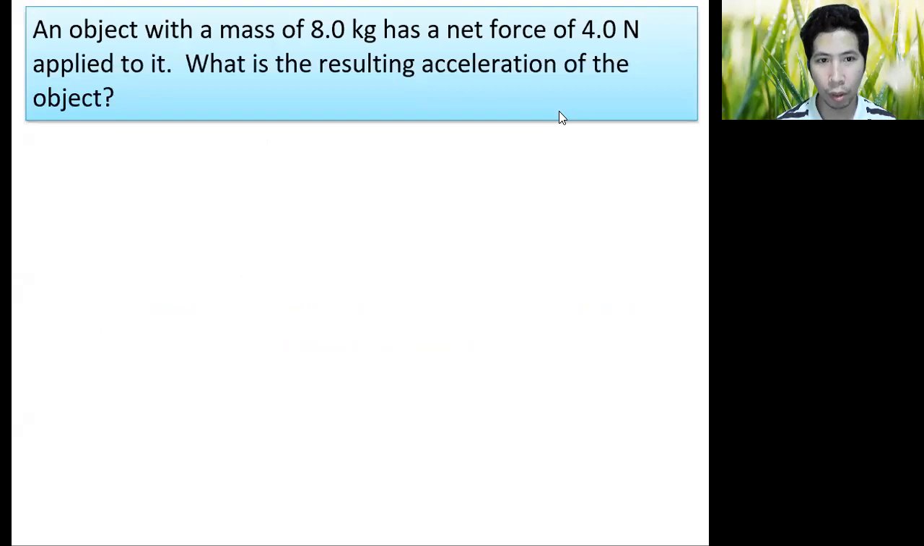So let's deal with this problem. An object with a mass of 8 kilograms has a net force of 4 newtons applied to it. What is the resulting acceleration of the object?